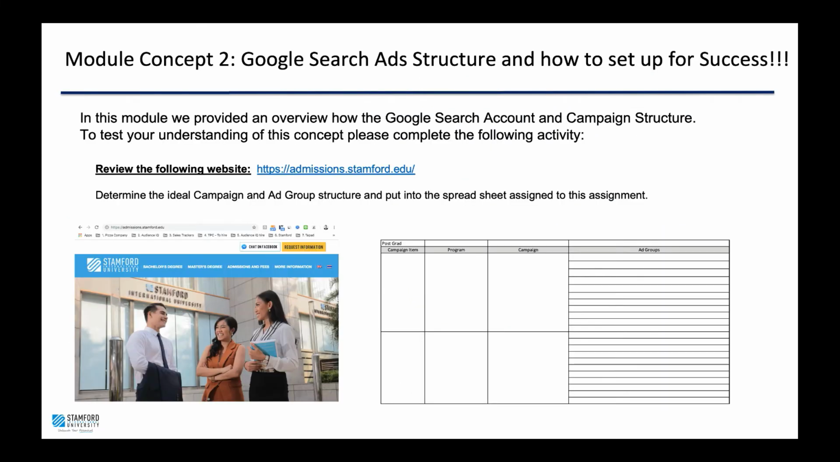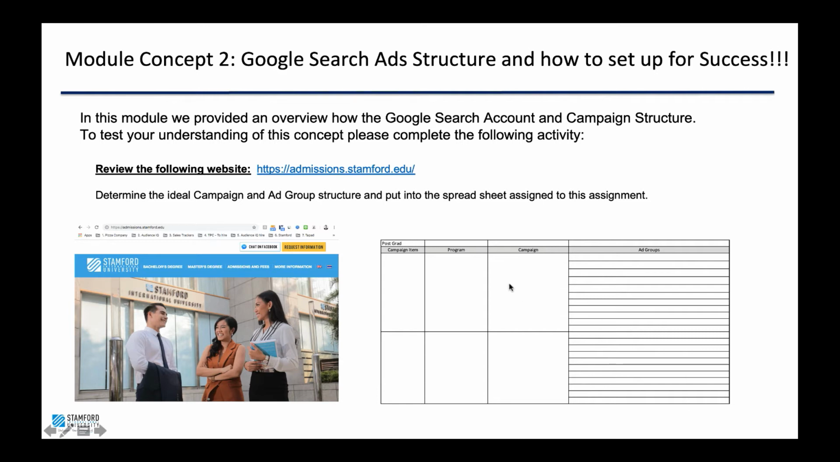All right, so this brings us to the end of this module. And again, in this module, we showed you how to set up your account, campaign, and ad group structure. Now, what I want you to do is take a look at the admissions.stanford.edu site. What I want you to do is come up with how you would structure campaigns and ad groups.